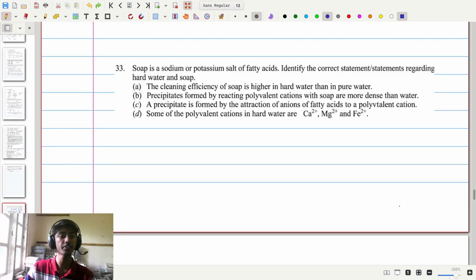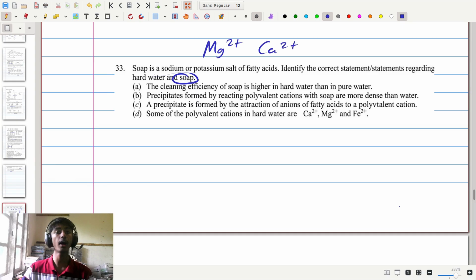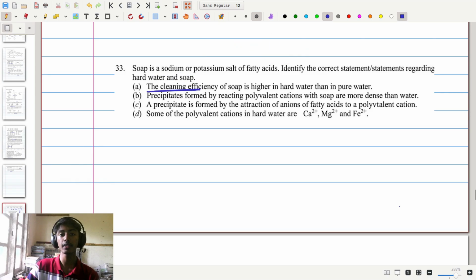Next, if you consider question 33, it says soap is a sodium or potassium salt of fatty acids. Given that, they ask us to identify the correct statement or statements regarding hard water and soap, where hard water is water with magnesium 2+, calcium 2+, or other polyvalent metal cations, but usually only magnesium 2+ or calcium 2+, as they are the two most common ones. Now considering that, statement A here says the cleaning efficiency of soap is higher in hard water than in pure water. Now this statement is 100% false, as in hard water, soap is almost ineffective. So due to that, statement A is false.